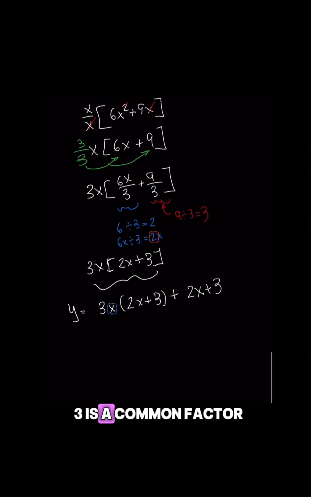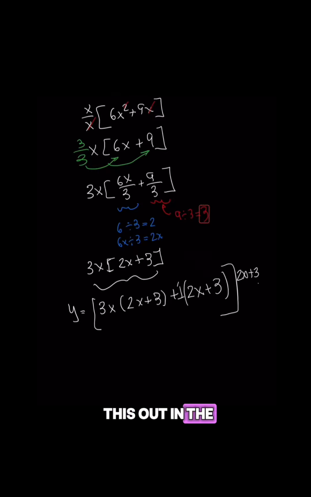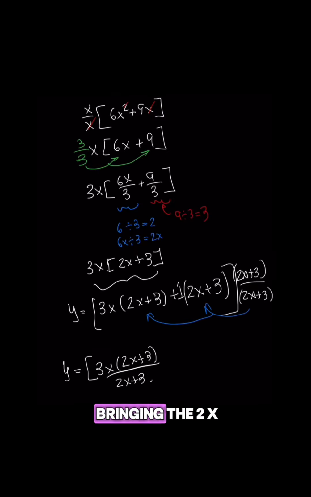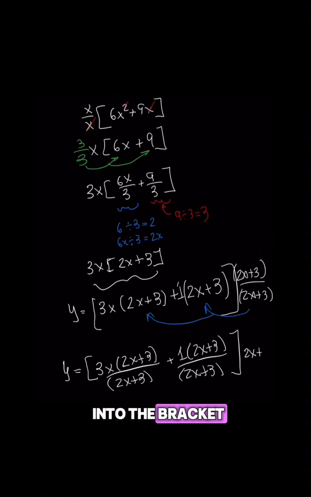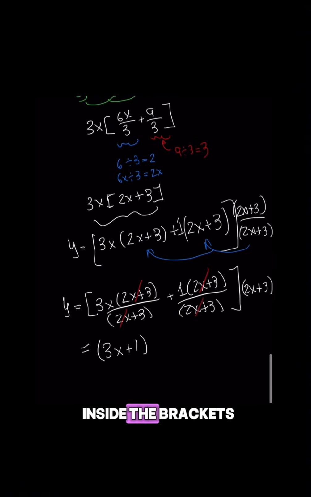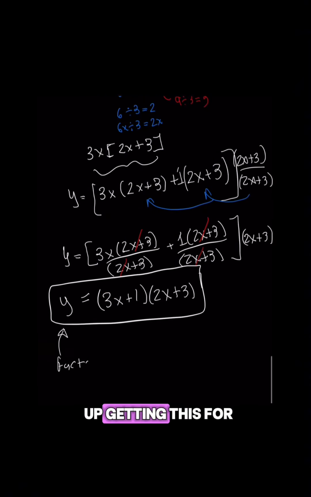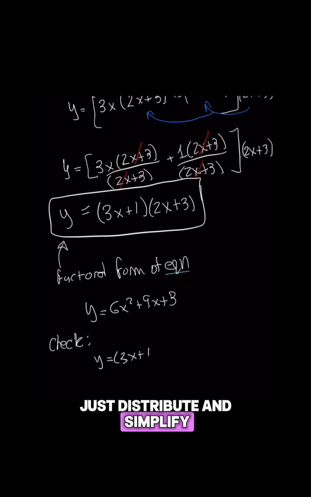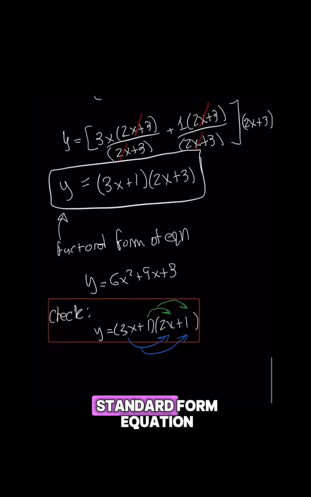Notice 2x plus 3 is a common factor, so we can take this out in the same way by multiplying the whole thing by 2x plus 3 over 2x plus 3, bringing the 2x plus 3 in the denominator into the bracket. Doing that, the 2x plus 3's inside the brackets cancel, and we end up getting this for the final answer. If you want to check if this answer is right, just distribute and simplify, and you should end up back at the standard form equation.